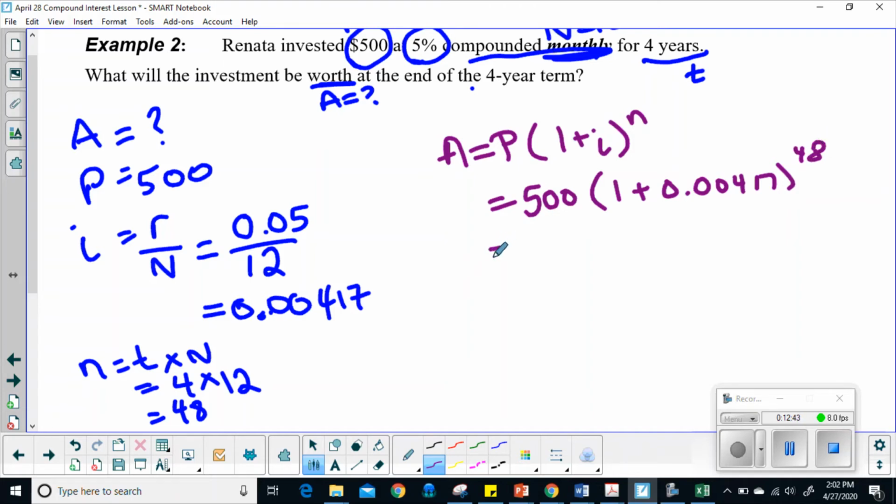So when we go to calculator this, watch your order of operations. I would just add my plus 1, and then I would calculate that to my exponent. So I've got plus 1, all to the exponent 48. You should get 1.22 as what your brackets equal. So we've got 500 times 1.22.